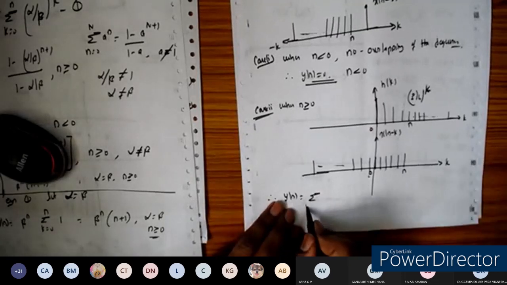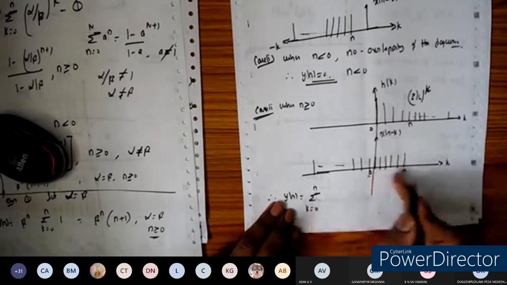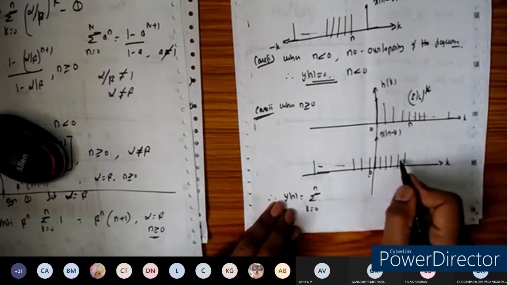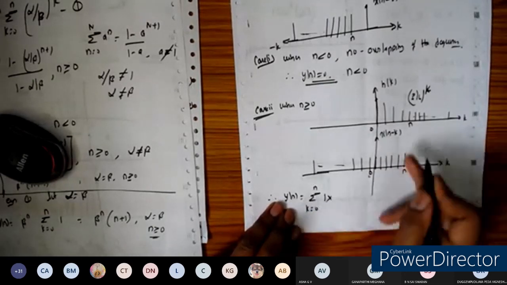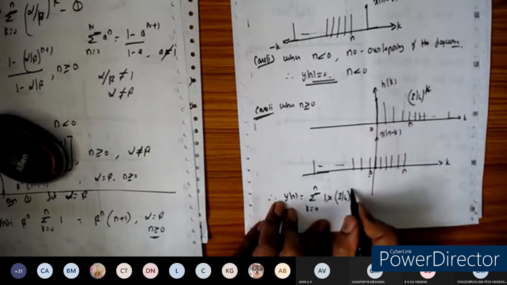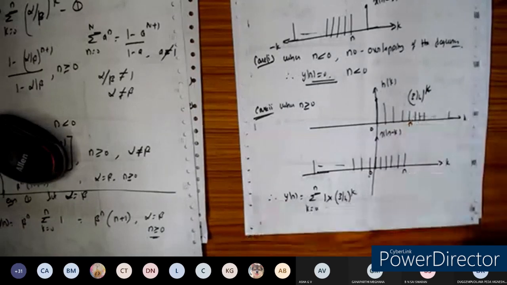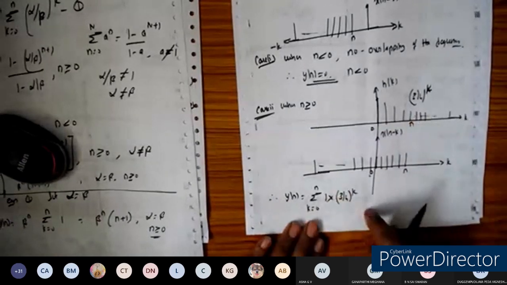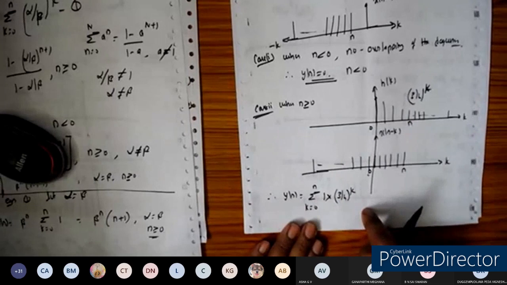So this is the k axis. k can take the value 0 to n. The value of this one from 0 to n is 1, and the value of this one from 0 to n is (3/4)^k. Now you can apply the sum of finite terms formula and find the solution here.